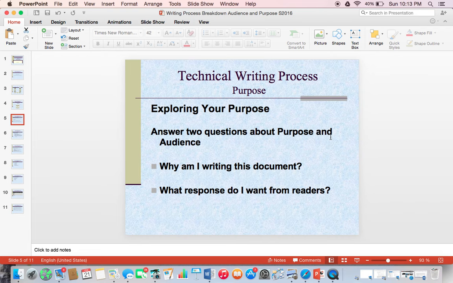What response do I want from my reader? Okay, and like I said, the first question about purpose inevitably leads to the second about results. Again, in this case, your response should only be 1 or 2 sentences long. Though brief, it should pinpoint exactly what you want to happen as a result of your document.